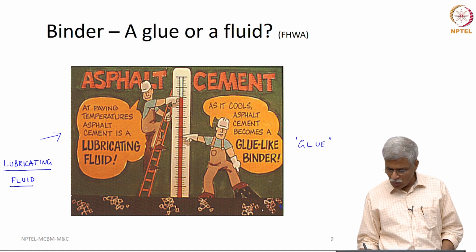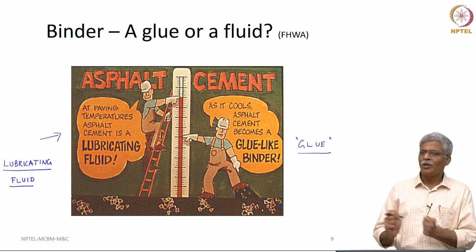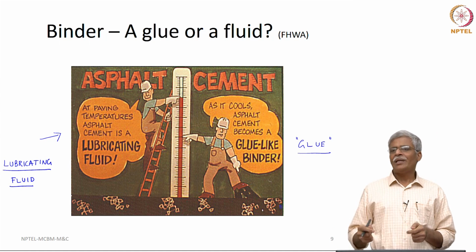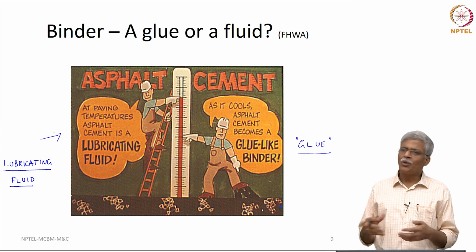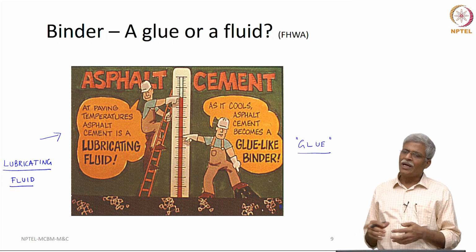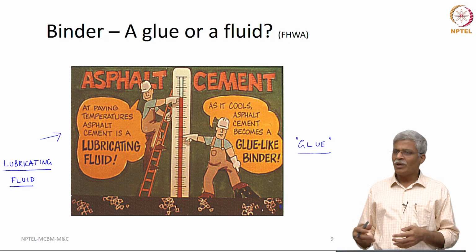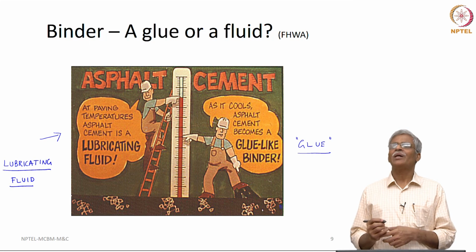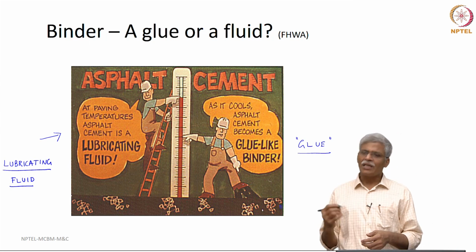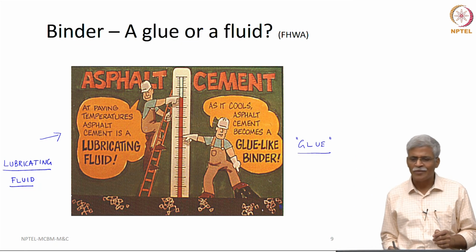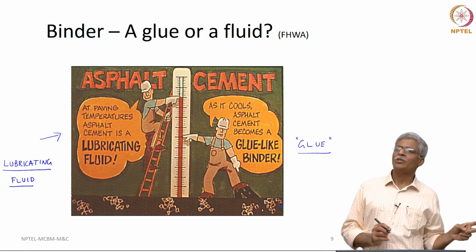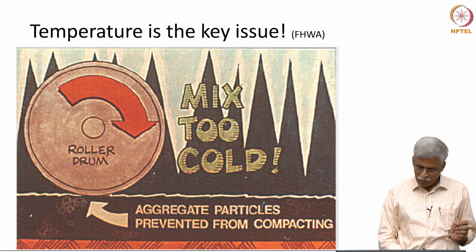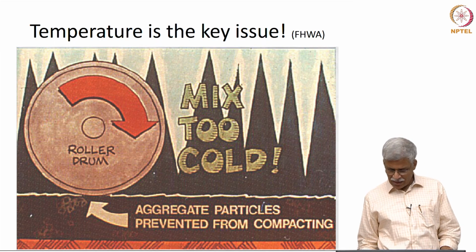So, that means we do not want the aggregate to start moving here and there, and the binder should hold them together. We need to really understand that we have a heavy duty roller that is rolling this whole thing, and if the binder becomes very cold, or if the glue becomes very stiff, the possibility of the aggregates getting crushed during the rolling operation also exists. So, from one end of the extreme, which is the lubricating fluid, to the other end, we want it to behave like a glue. So, temperature is the key issue.